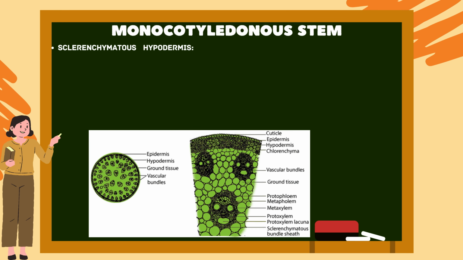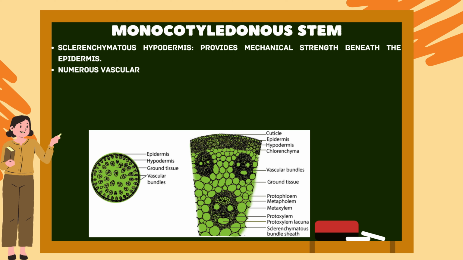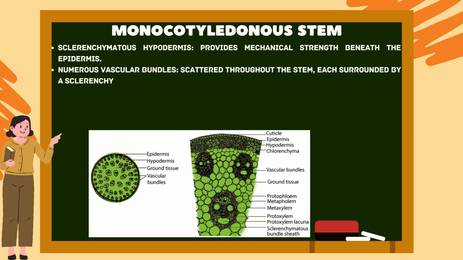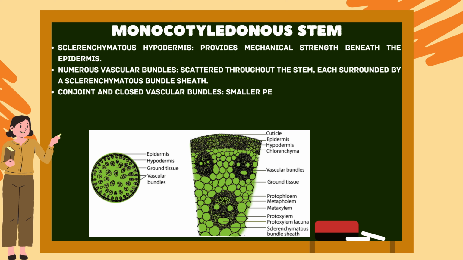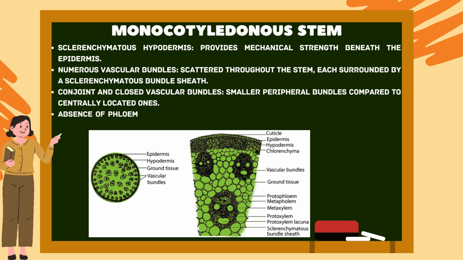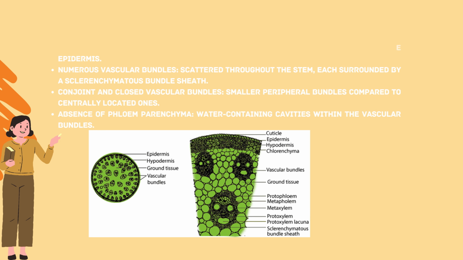Monocotyledonous stem. Sclerenchymatous hypodermis provides mechanical strength beneath the epidermis. Numerous vascular bundles scattered throughout the stem, each surrounded by a sclerenchymatous bundle sheath. Conjoint and closed vascular bundles, smaller peripheral bundles compared to centrally located ones. Absence of phloem parenchyma, water-containing cavities within the vascular bundles.